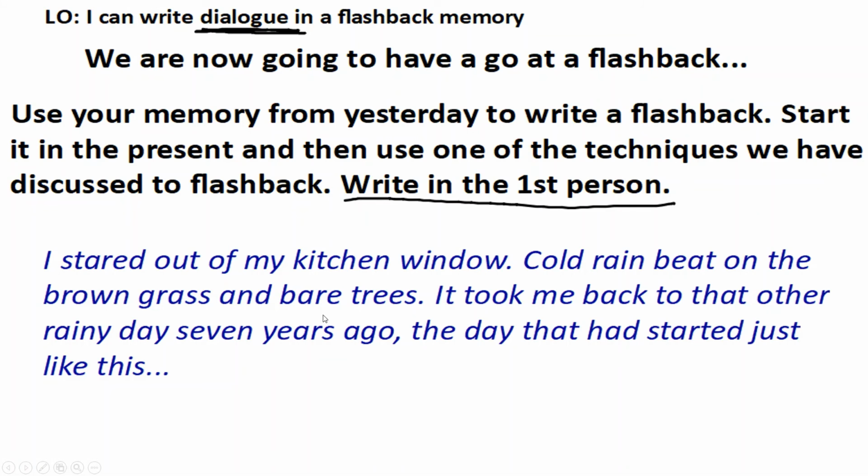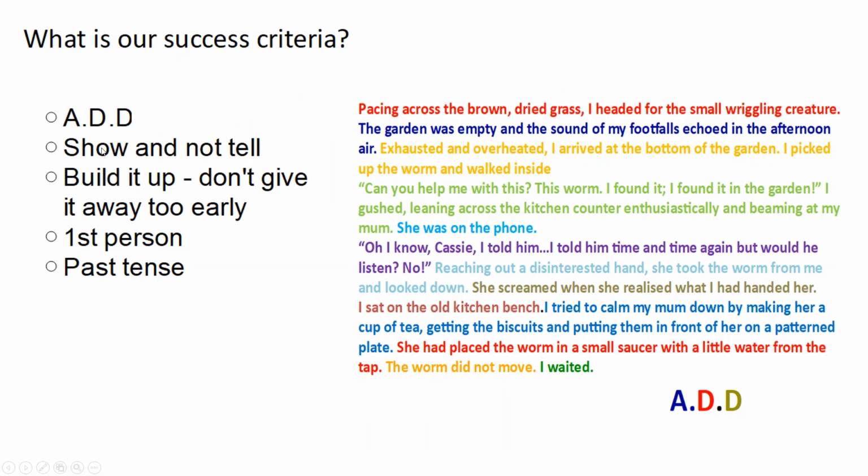So, what you're going to do in writing out your flashback, you're going to start with the present. You're then going to go back into the past. You're going to try and show and not tell. Build it up. Don't give it away too early. So I didn't just say, I walked down the garden and got a worm and gave it to my mum. See if you can build it up a little bit like I've done here. Write in the first person and try and write in the past tense.